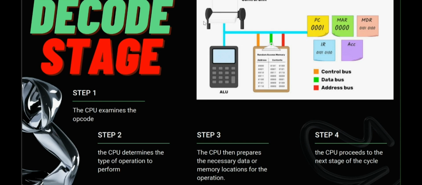The first step of the decode stage involves breaking down the fetched instruction into its component parts, such as the opcode, which is the operation code, and any other operands that the instruction requires. The second step involves the CPU using the opcode to determine which circuitry or microcode to use to perform the required operation. In the third step, the CPU then prepares the necessary data or memory location for the operation. The last step involves the CPU proceeding to the next stage of the cycle. Once the decode stage is completed, the CPU is ready to execute the instruction.